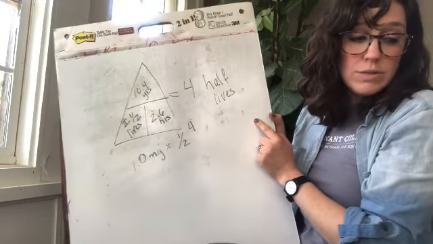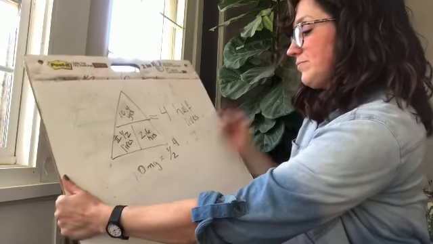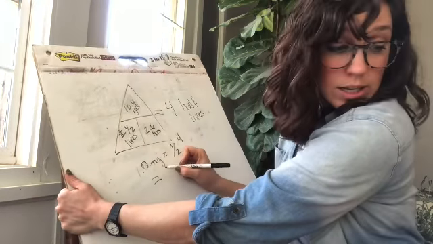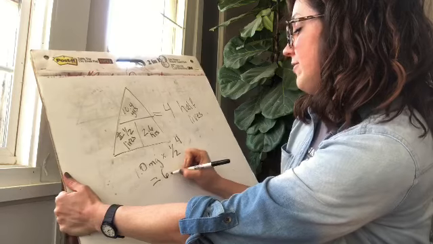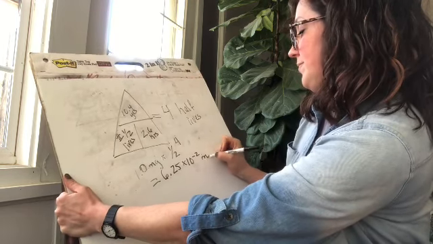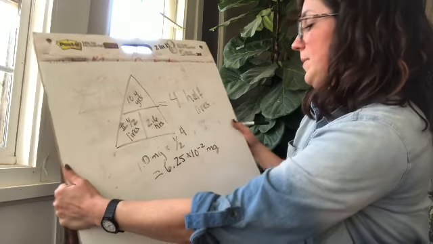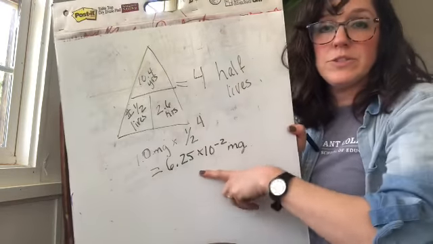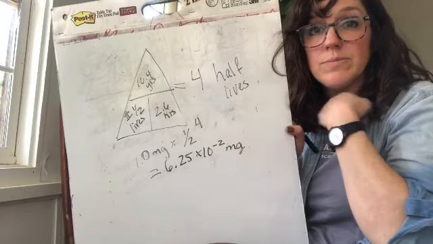When I plug all those things into my handy-dandy calculator, I get 6.25 times 10 to the negative 2 milligrams.